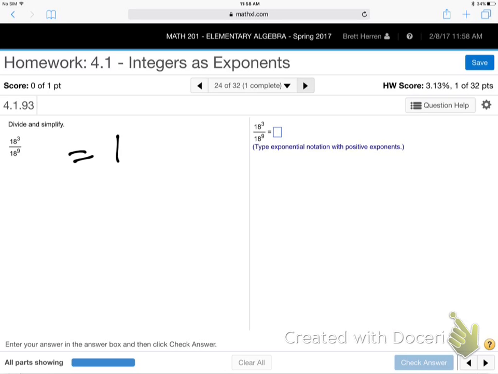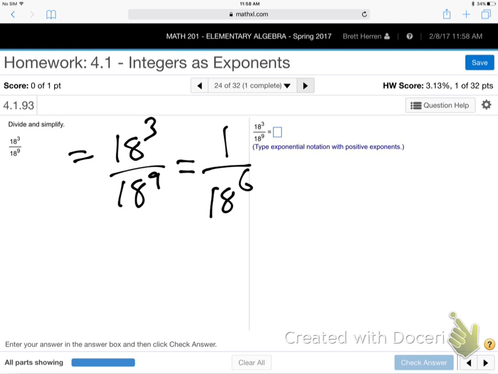All right, so try that one. 18 to the third over 18 to the 9. There's no negative powers there, so I don't have to jump anybody. So just go ahead and finish it from there. They're divided, so I'm going to subtract. Where's the bigger one, top or bottom? Bottom. So it's going to be 1 over something. Subtract the powers, 18 to the 6th. Good? That's easy for you? All right.